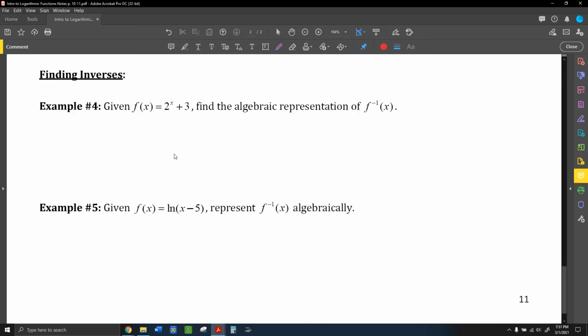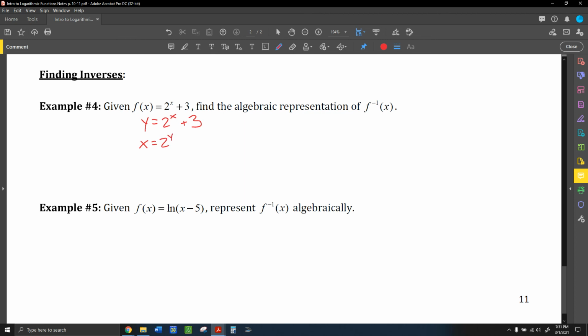All right, we got 2 more examples for today. So here, example 4, given f of x, find the inverse. As a reminder, you can always find the inverse algebraically by switching the input and output and then solving for that output. In other words, if we represent this as y equals 2 to the x plus 3, to find the inverse we switch x and y and then solve for y. So let's go ahead and do that.